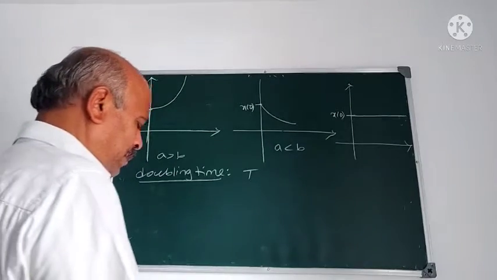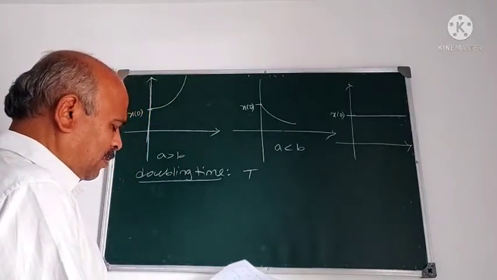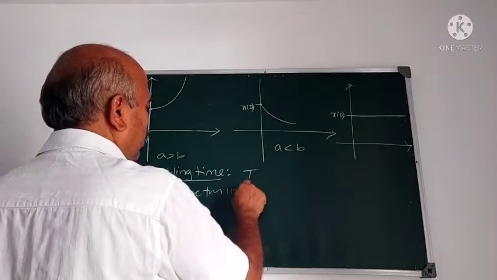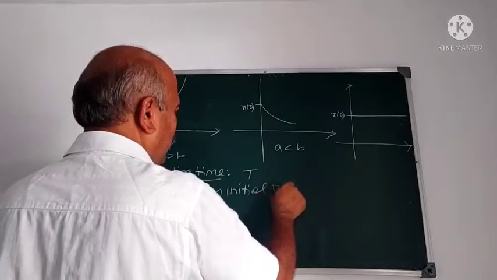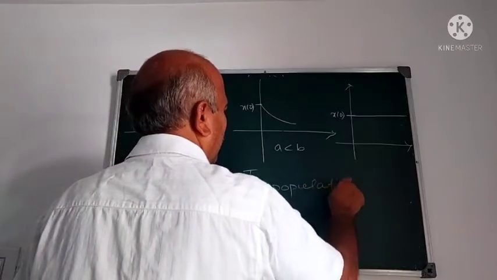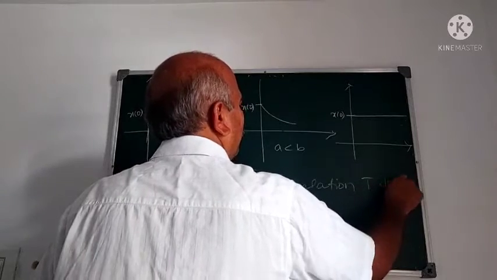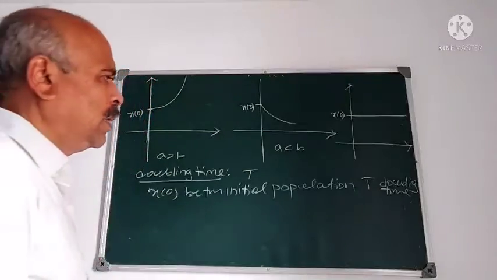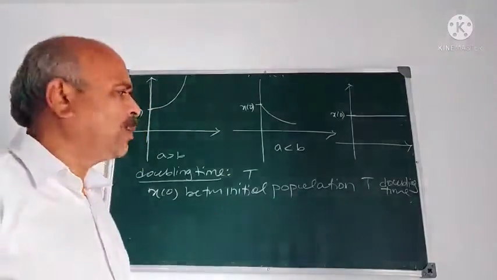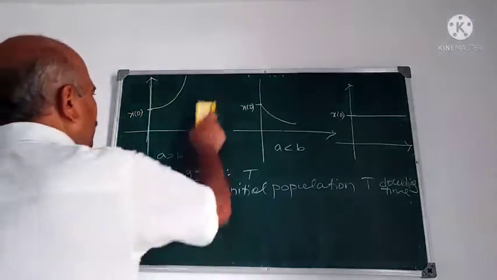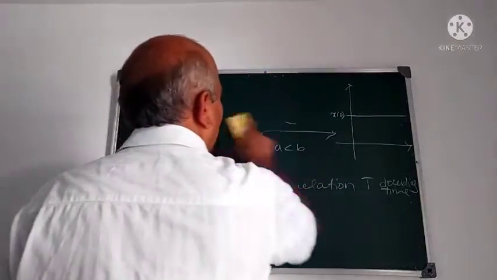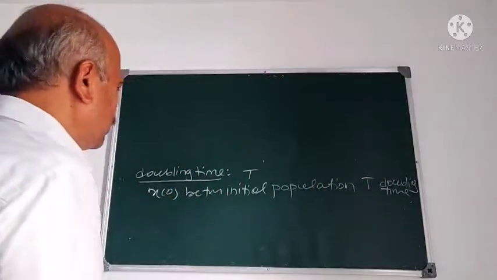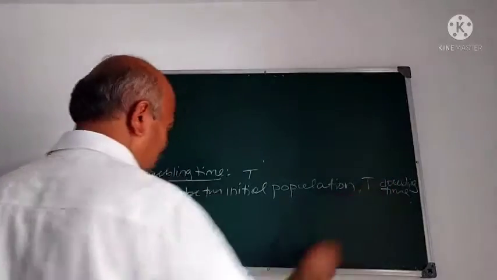Let T be the doubling time and x0 be the initial population. What is the doubling time? It is the time required for the population to become double the present population. That is called the doubling period. Suppose x0 is the initial population and T is the doubling time.